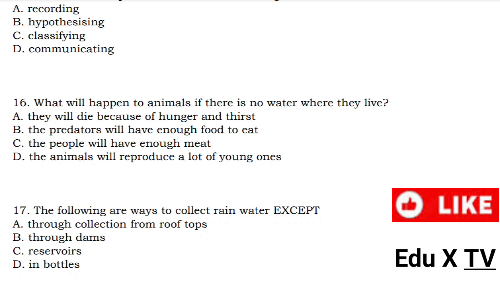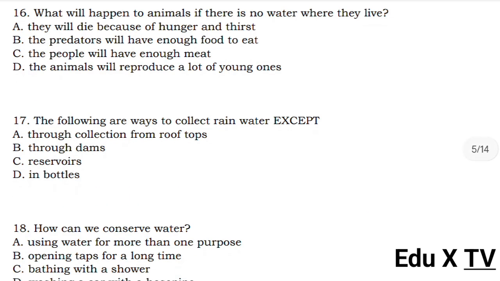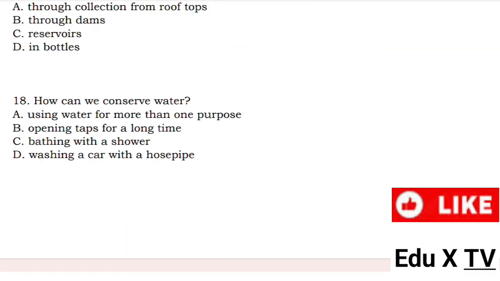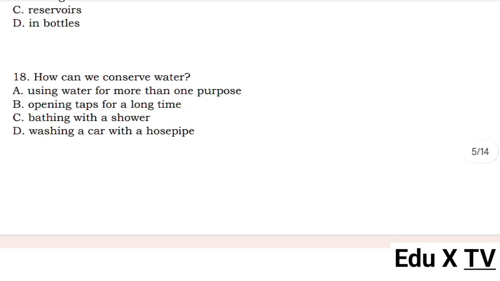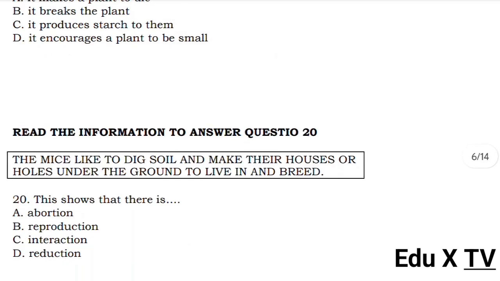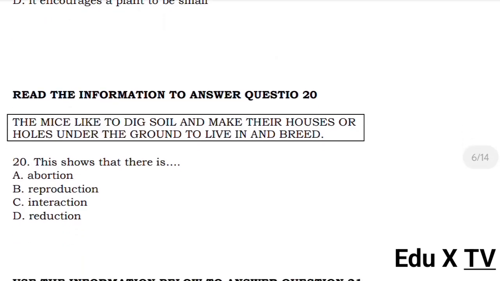Answer A. Number 17, the following are ways to collect rain water except... Answer D. Number 18, how can we conserve water? Answer A. Number 19, how is photosynthesis important to plants? Answer C. Read the information to answer question 20.